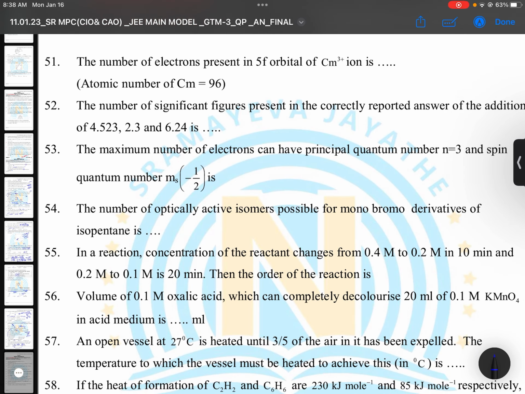The number of electrons present in 5f orbital of Cm plus 3. Atomic number 96 he mentioned. Actually, the 5f orbital's electronic configuration will be like this. 5f, before that there will be 6d and 7s. 7s2, 6d1, remaining will be going into this. That will be the electronic configuration. And when you are saying plus 3, 3 electrons will go from here. 96 means 5f7. This 5f7 will be as it is. 7.